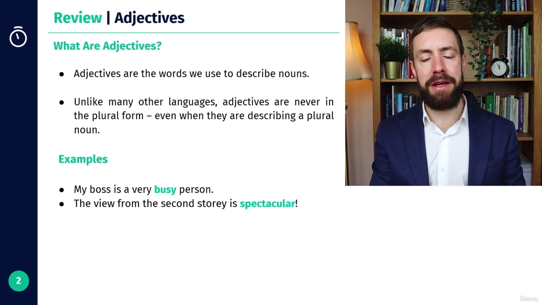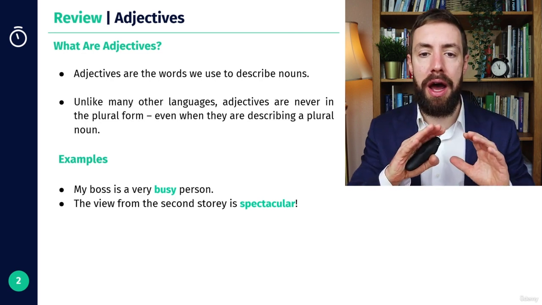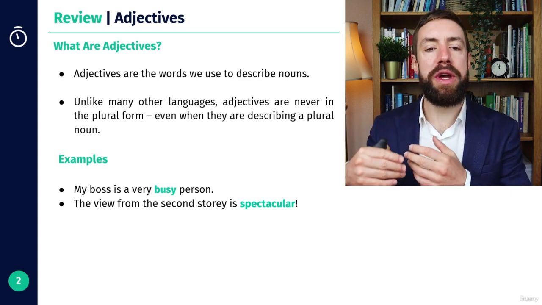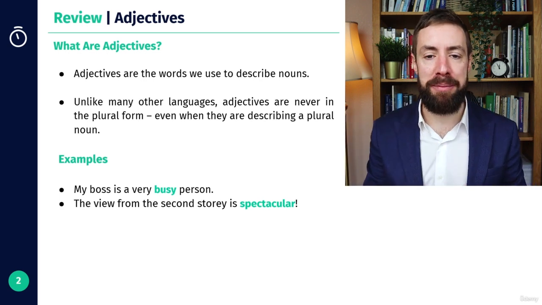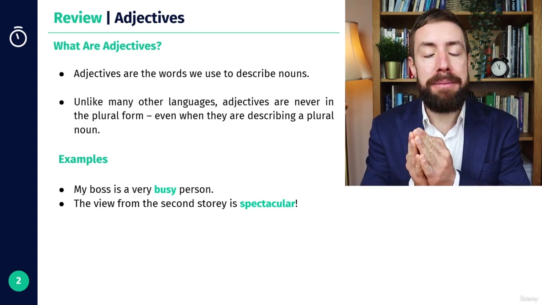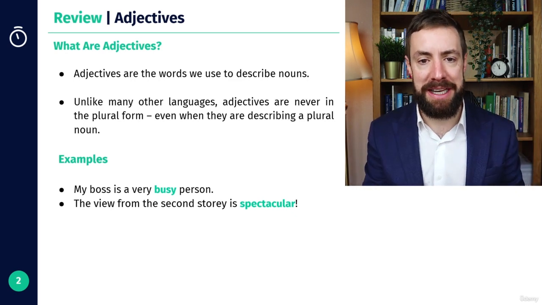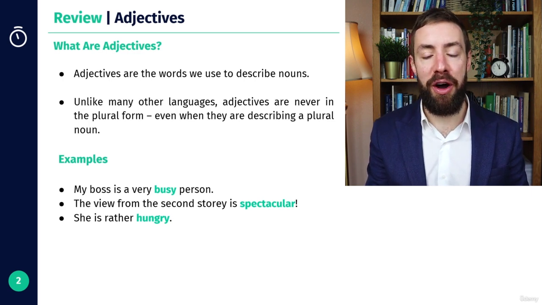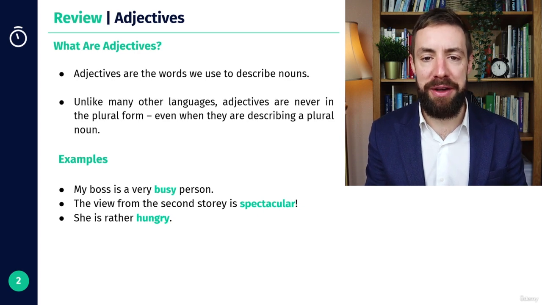And that's an important thing. We should always focus when we're writing about which noun our adjective is talking about. And later we'll see which verb or other adjective our adverb is talking about. Because sometimes they're together, like busy person is easy, but sometimes they're at the other end of the sentence, like view and spectacular. She is rather hungry. So hungry is the adjective, and the noun is actually a pronoun, she.